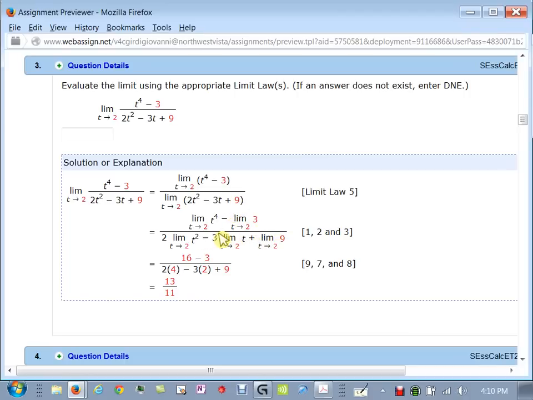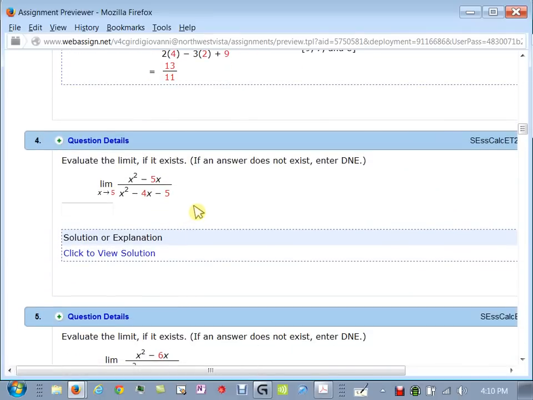So now you just look at all these. Look at this top left. Let t go to 2. Okay, that becomes a 2. 2 to the 4th power is 16. Limit t goes to 2 of 3. Well, there is no t in here, so your answer is just that number, 3. Here we have limit t goes to 2 of t squared. So 2 squared is 4, but then we had a 2 out front. 2 times 4. Now over here we have a -3 out front. Here we've got 2 there. And then here, 9 doesn't have a t on it, so it's just going to stay 9. Work that all out, you get 13 over 11.